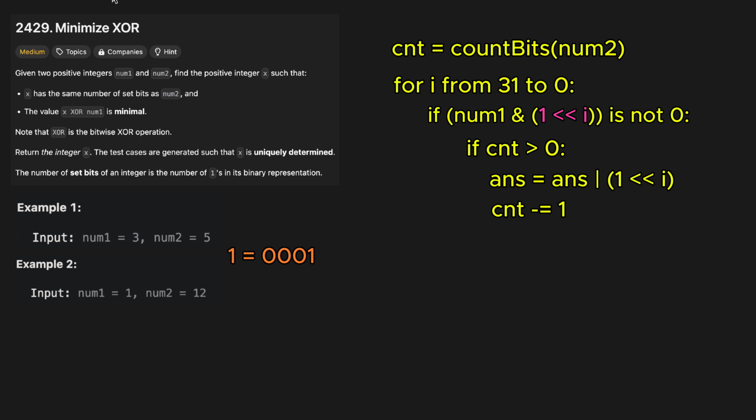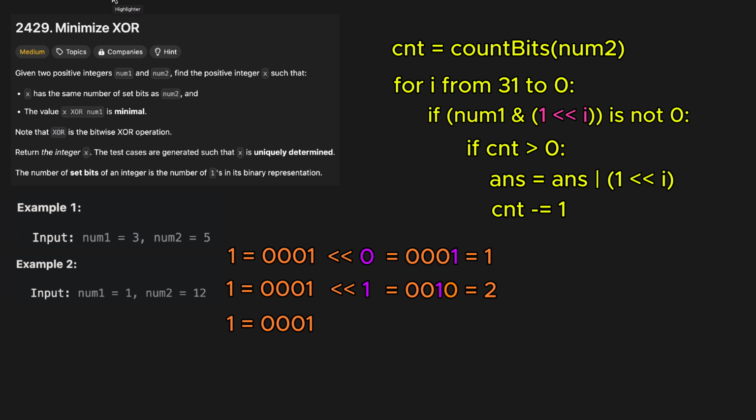For example, 1 in binary is 0001, and 1 left shifted by 0 positions will give us 1 back. Similarly, 1 left shifted by 1 will give us 0010 in binary, which is decimal 2. 1 left shifted by 2 positions will give us 0100 in binary, which is 4 in decimal. 1 left shifted by 3 positions will give us 1000 in binary, which is 8 in decimal.